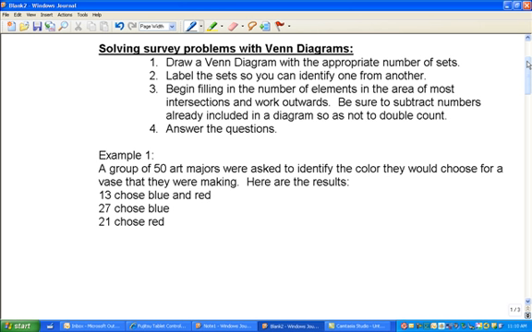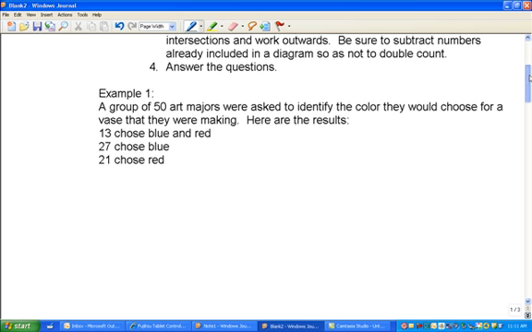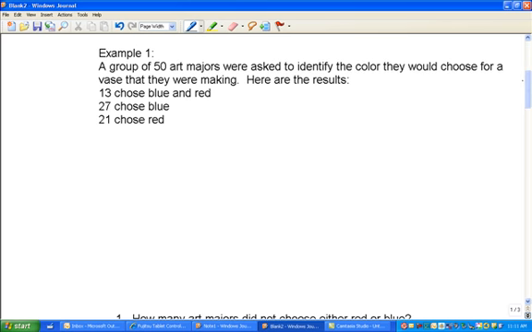So in doing survey problems, we have some steps that we go through, and we're trying to make this as easy as possible. First, we draw a Venn diagram with the appropriate number of sets. We'll begin with 2 sets and then move on to 3 sets. Number 2, we label the sets so you can identify one from another. Number 3, we begin filling in the number of elements in the area of most intersections and work outwards. Be sure to subtract numbers already included in the diagram so as not to double the count. And then finally, we answer the questions we're given for the particular survey problem.